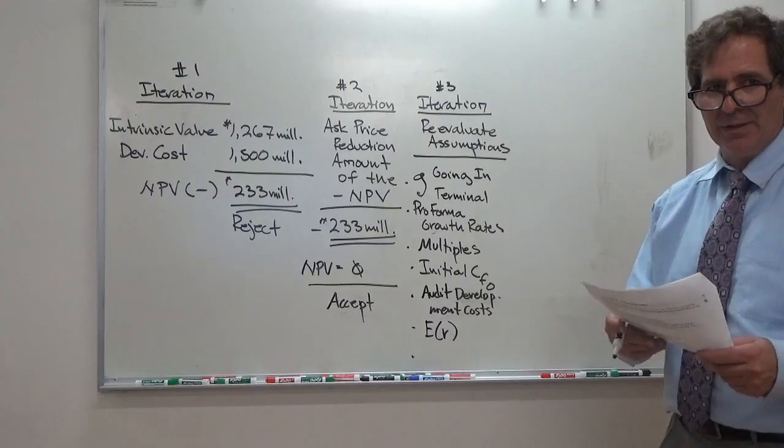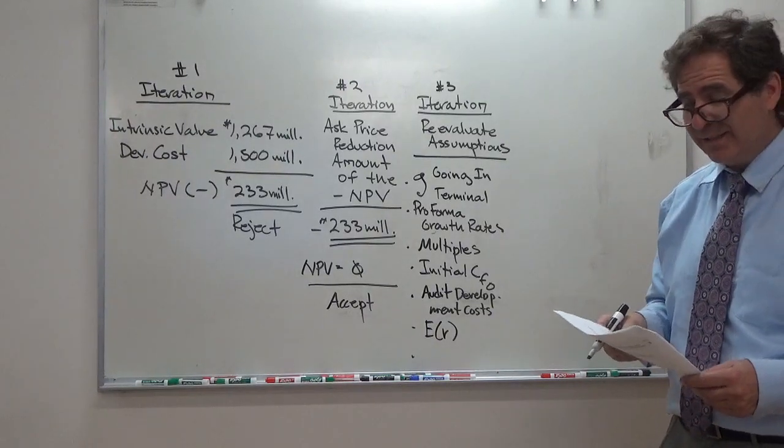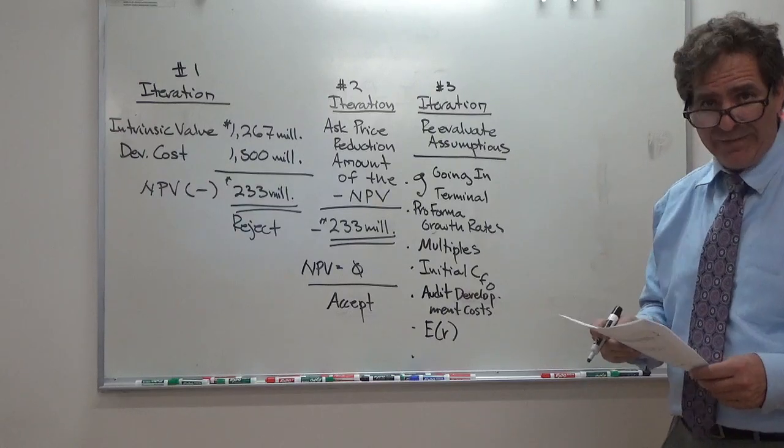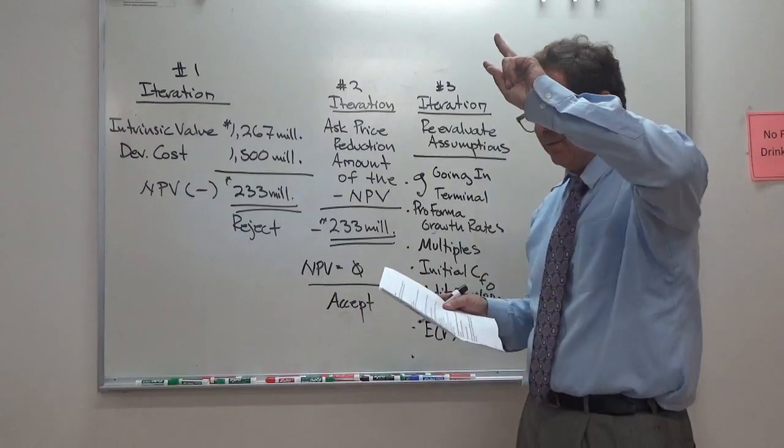How many expected returns? How many discount rates are there? Six? Oh, five? No, those are the discount factors. There's only one. There's two discount rates.